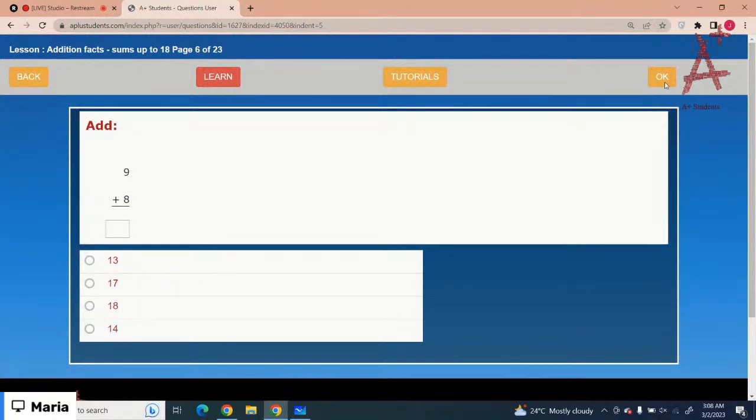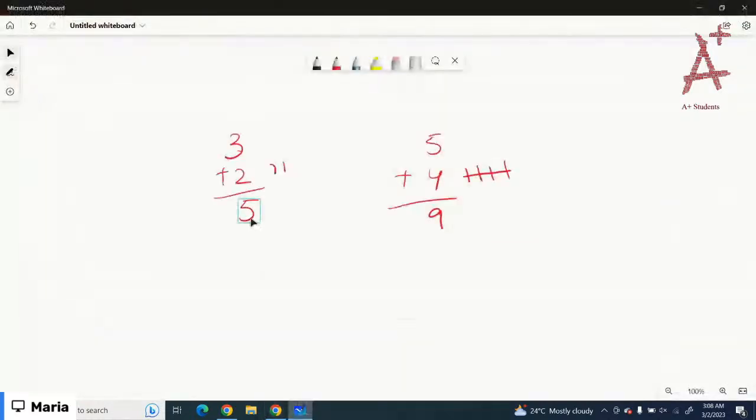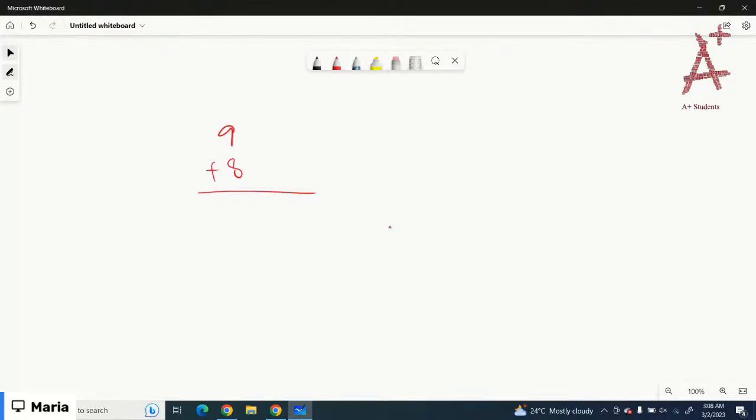The next one is 9 plus 8. Very good, 5 plus 4 makes 9. So let's start with 9 plus 8. Start with 9 and count up 8: 9, 10, 11, 12, 13, 14, 15, 16, 17. So 9 plus 8 makes 17.